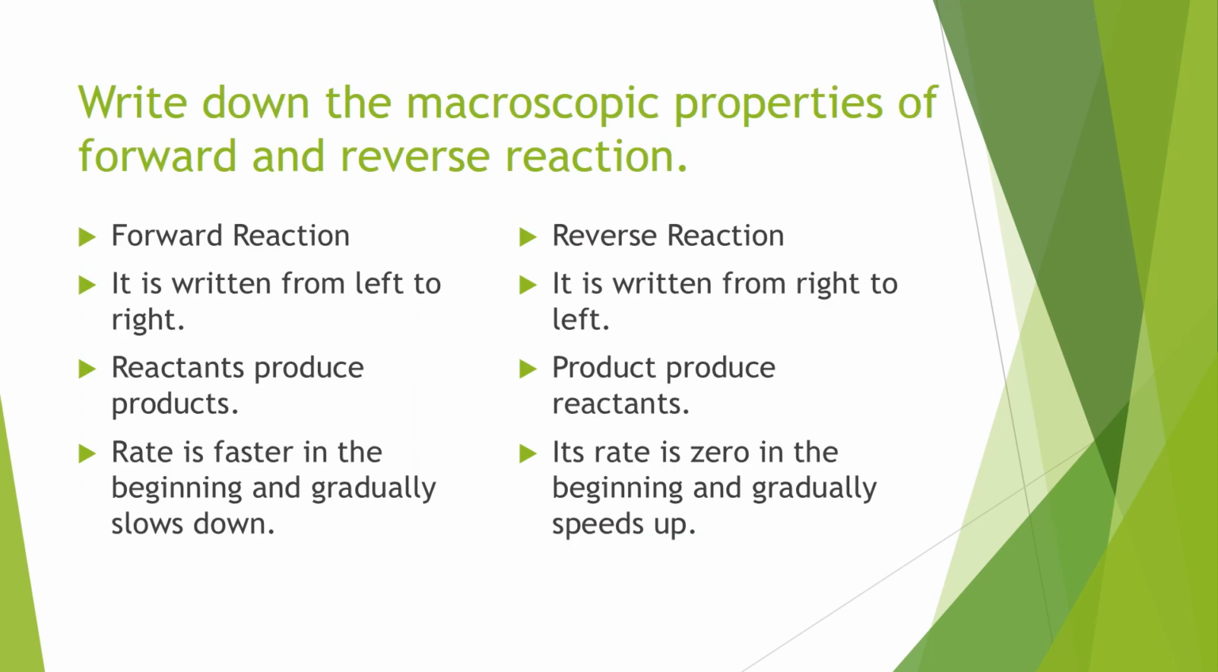What are the macroscopic properties of the forward and the reverse reactions? Macroscopic properties, the main characters of that. So forward reaction is written from left to right, and reverse reaction is written from right to left. In case of the forward reaction, reactants produce the products, and in case of reverse reaction, what happened? Product again decompose into the reactants, means the product will produce the reactants.